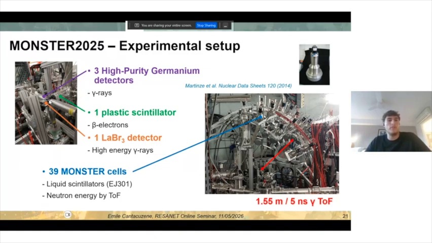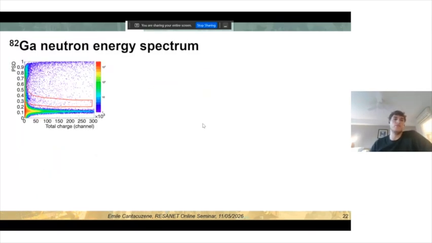So it was at ALTO. The beam was implanted at the center of the setup. There were 3 germanium detectors for gamma rays, a plastic scintillator again to detect the beta electrons, and a lanthanum bromide detector for high energy gamma rays. And the main part is 39 Monster cells located at a distance of 1.55 meters from the collection point, which are able to measure neutron energy by the time of flight method.